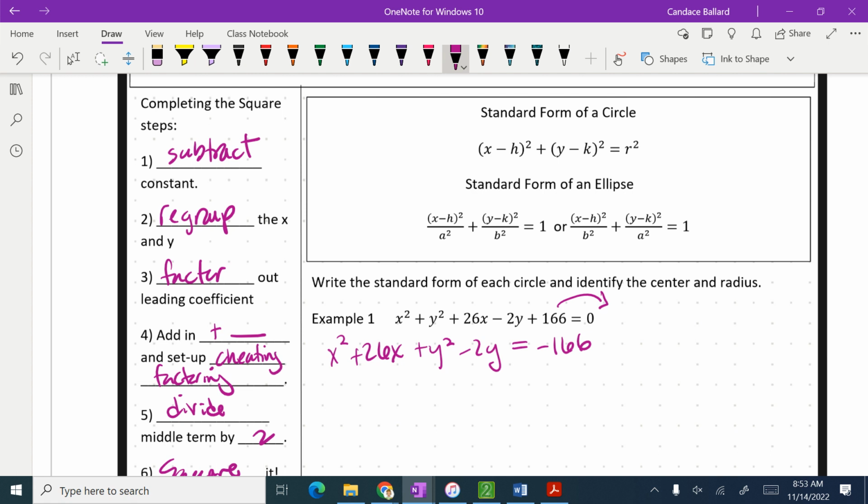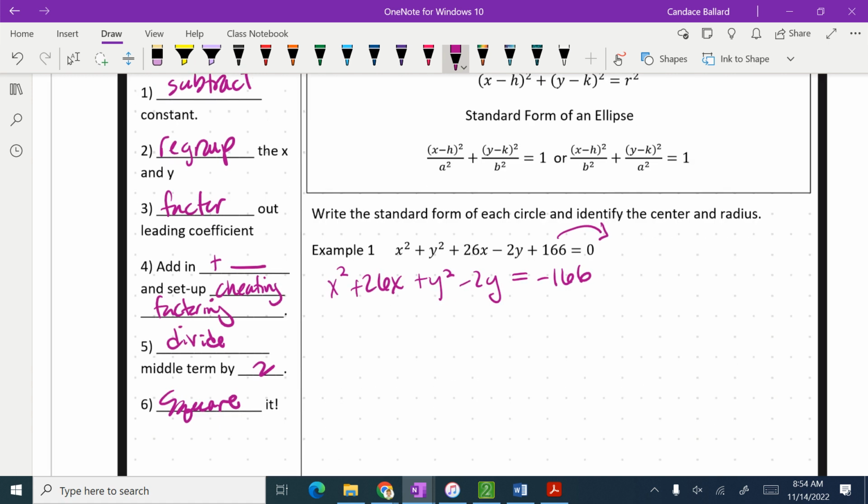Okay, let's look at the next step. Okay, it says we are going to factor out the leading coefficient. Is there a leading coefficient in front of x squared or y squared? No, so I get to skip that step this time. So now it says I have to add in the plus blank and I have to add in the cheating factoring. Okay, so I'm going to go another line since I wasn't smart about how I drew that line. So x squared 26x plus blank plus y squared minus 2y plus blank equals negative 166. I just put 2 blanks on the left. How many blanks do you think I need on the right? 2. So whatever you do to the left, you do to the right.